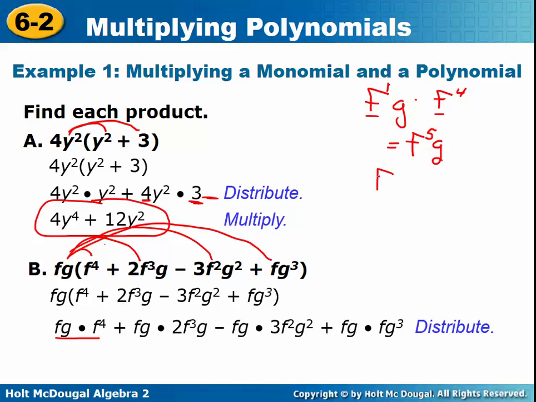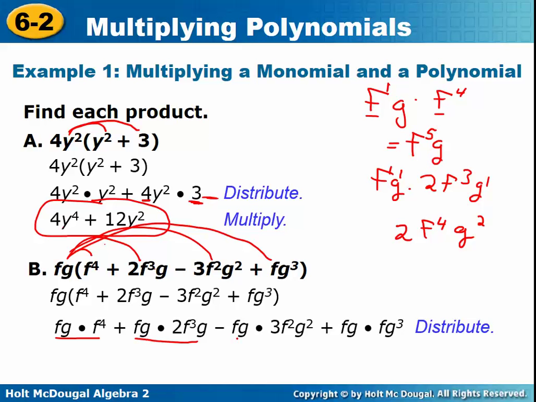The second one, I have fg times 2 f to the 3rd g. All right, that's a lot going on in just this little multiplication. The 2 will get written in the front because there's no number to multiply it with in the first part. Then we need the f to the 1 times the f to the 3rd. That's f to the 4th. Then we need the g times g. g times g, that's g squared. So that takes care of this part.